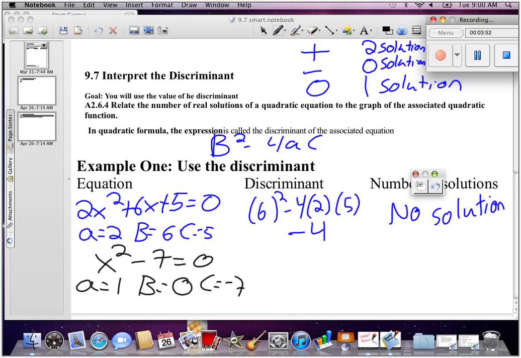So again, we're just going to put that in the b squared minus 4ac. I'm just plugging these numbers in. B is 0, a is 1, c is negative 7. So I take out my calculator. Oops, this should be squared. So I've got 0 squared minus 4 times 1 times negative 7, and I get a positive 28. So how many solutions are there? I get 2 solutions. Good.